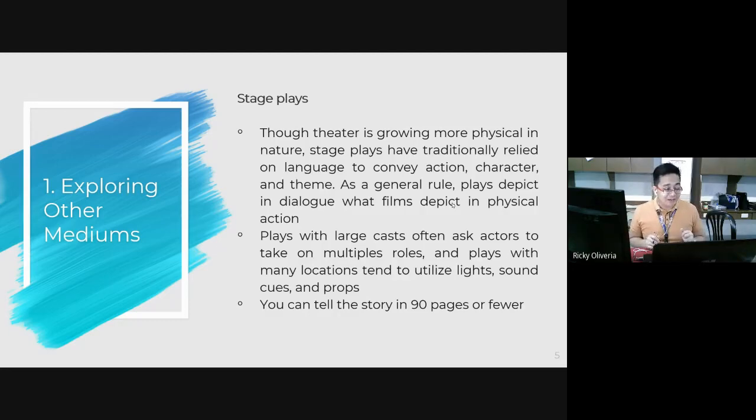Halimbawa, sa stage play, apat yung roles mo, no? Pinatay ka na nung una, tapos biglang sa susunod na role mo, kapatid ka naman nung kung ano, yung mga ganun, no. Those are.